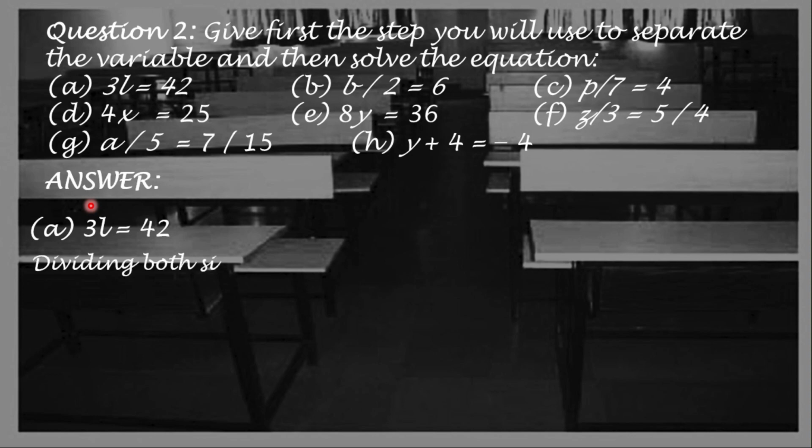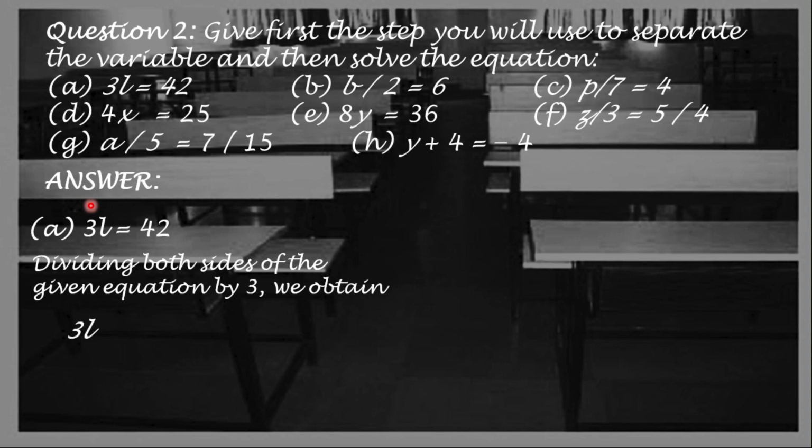So what we will obtain after that? 3L upon 3 is equals to 42 upon 3. Okay. So 3 will be cancelled. Yes or no? This 3 and this 3 will be cancelled, and we will reduce 42 and 3, or you can divide it. So here we will get L equals to 14. Try to divide, you will get the answer.